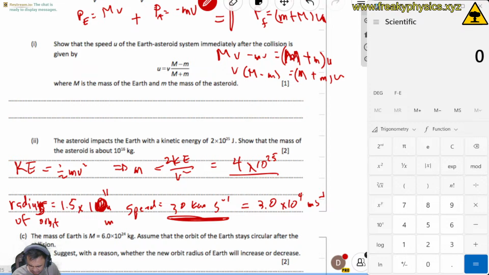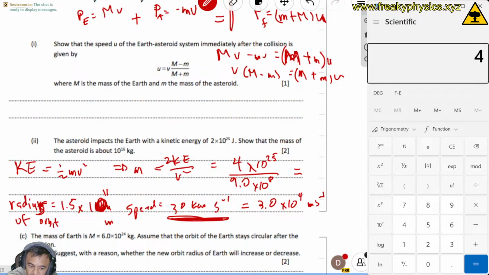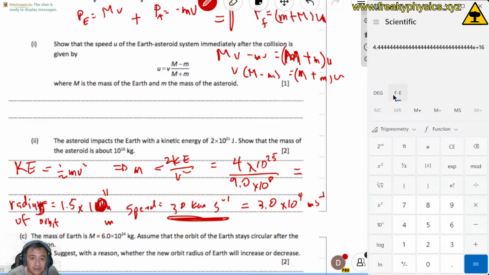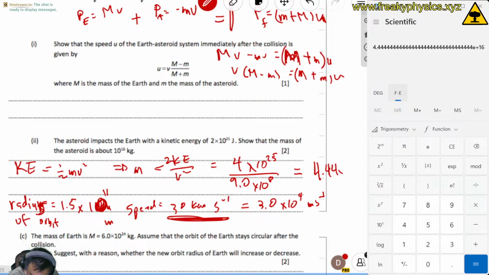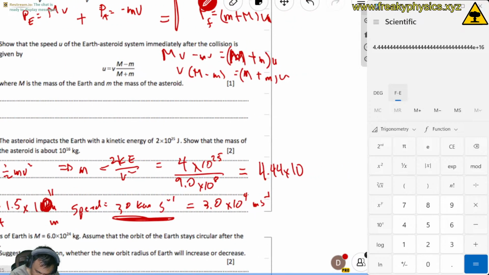Is that correct? Yeah, that's correct. So if we put that in there, v squared gives us 9.0 times 10 to the 8. And this is now going to give us the mass. So 4 times 10 to the 25 divided by 9 times 10 to the 8. Let's put that in the calculator. 4 exponent 25, divide that by 9 exponent 8. That's it. Let's put that in scientific notation. That's 4.44 times 10 to the 16 kilograms.